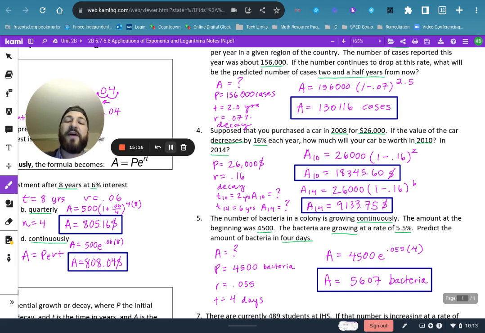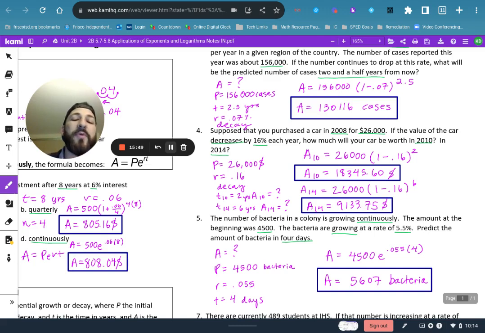And then last but not least, number 5: the number of bacteria in a colony is growing continuously. The amount at the beginning was 4,500. The bacteria are growing at a rate of 5.5%. We want to predict the amount of bacteria in 4 days. So a couple of things. Firstly, we read growing continuously. So yes, it is growth, but it is that continuous compound growth, so we use that continuous formula instead. Anytime we see the word continuously, even if it's not compounded continuously, if it's just continuously, you use the Pert equation. We have that starting amount of 4,500.